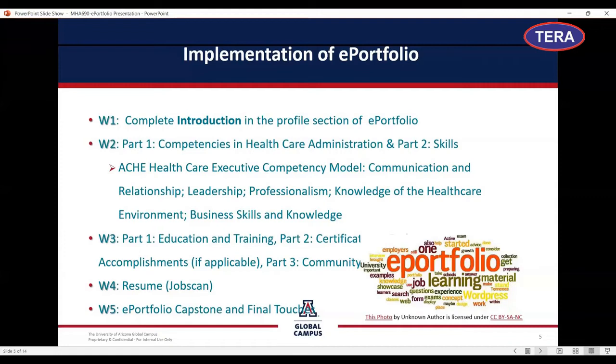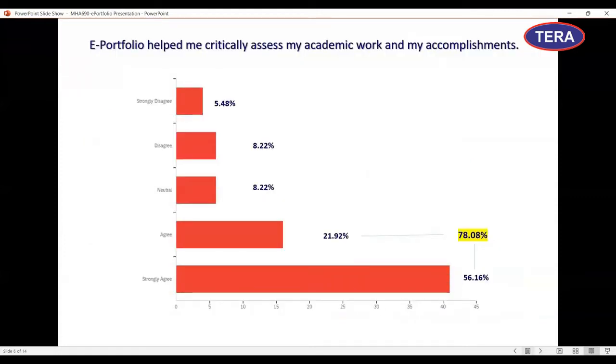In week 3, students continue to upload artifacts for their education, training, certificates, badges, accomplishments, and community involvement if applicable. In week 4, students revise their resume by using the feedback provided from the job scan tool and then upload their revised resume to the e-portfolio. In weeks 4 and 5, students finalize their e-portfolio by making necessary changes and uploading their capstone project to the e-portfolio.